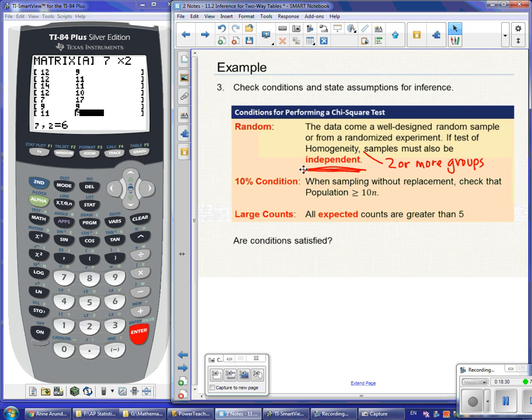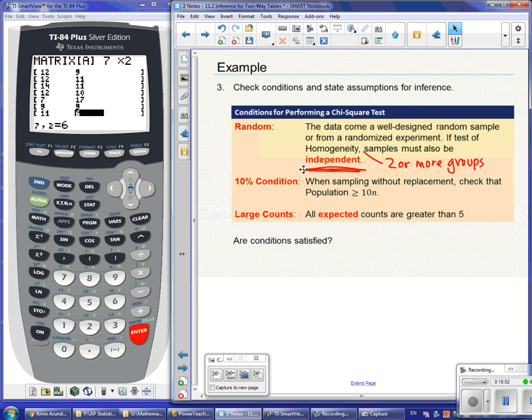The independence condition isn't needed for the goodness of fit test, and it's not needed for the test for independence, which I know sounds kind of funny. We need to establish independence anytime you're dealing with more than one group that you're comparing. The 10% condition is the same as before. Whenever we're sampling without replacement, we want to make sure that our population is at least 10 times our sample.